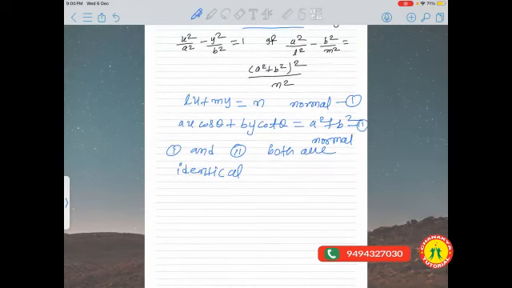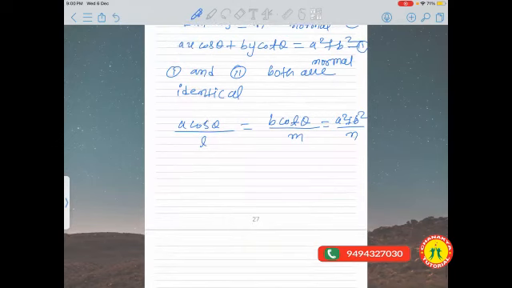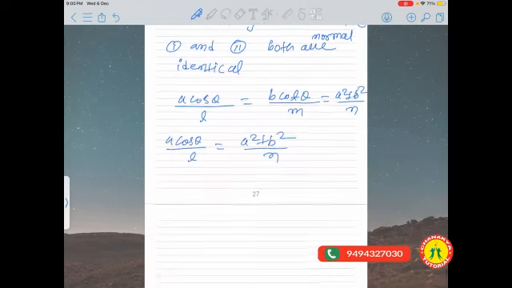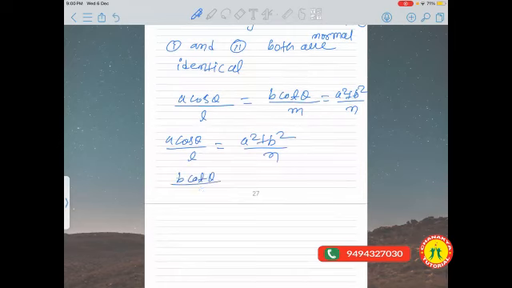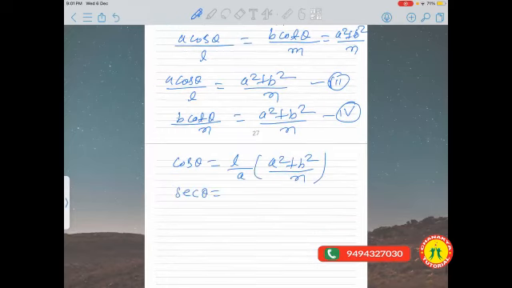When they are identical, the coefficient ratio will be the same, the coefficient of x and y. So a cos theta by l is equal to b cot theta by m is equal to a square plus b square by n. From here, cos theta, right? So a cos theta by l is equal to a square plus b square by n. Every time compare with constant. And b cot theta by n is equal to a square plus b square by n. This is third equation and this is fourth. Now we get cos theta is equal to l by a times a square plus b square by n. Now sec theta will be the reciprocal, a by l times n by a square plus b square.